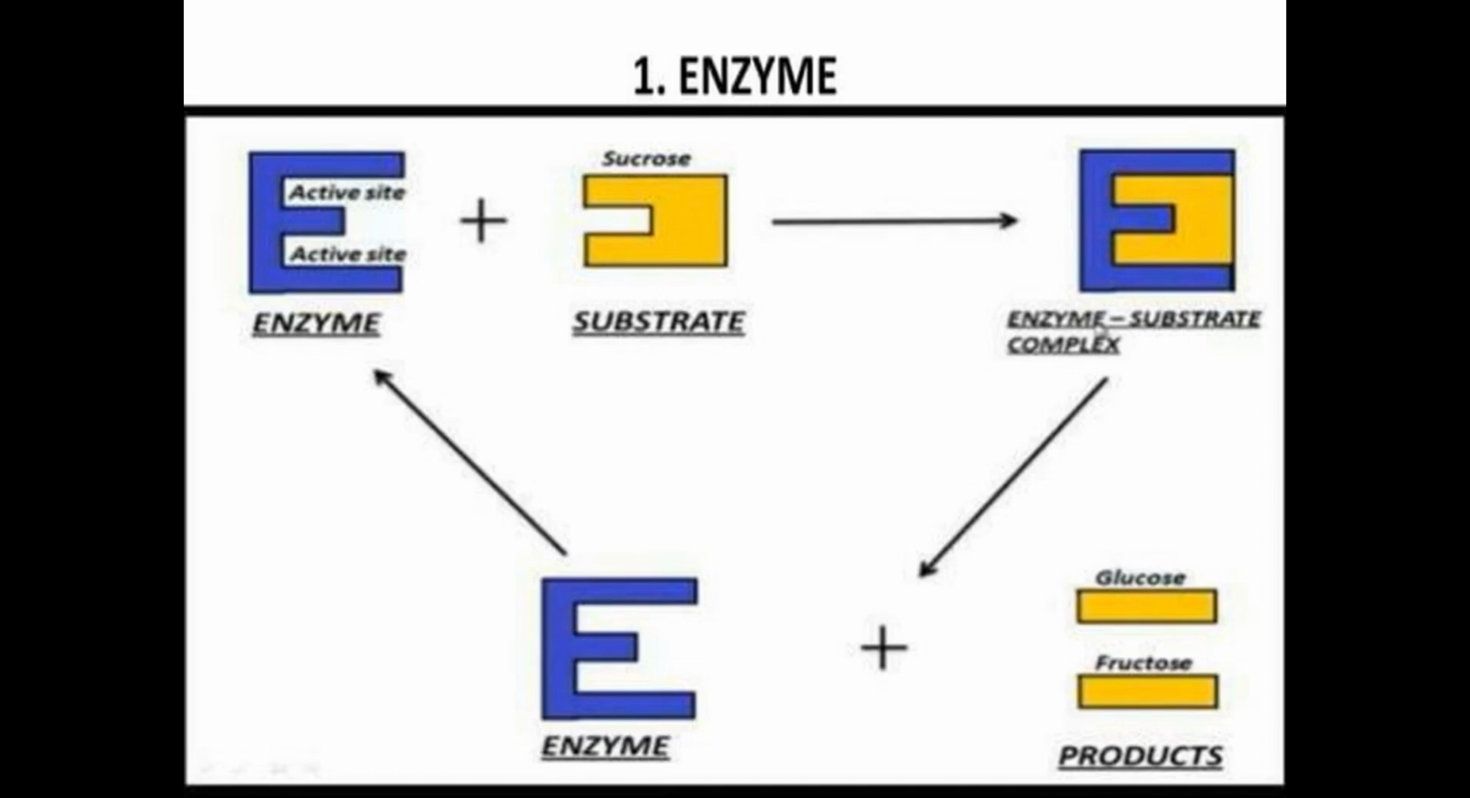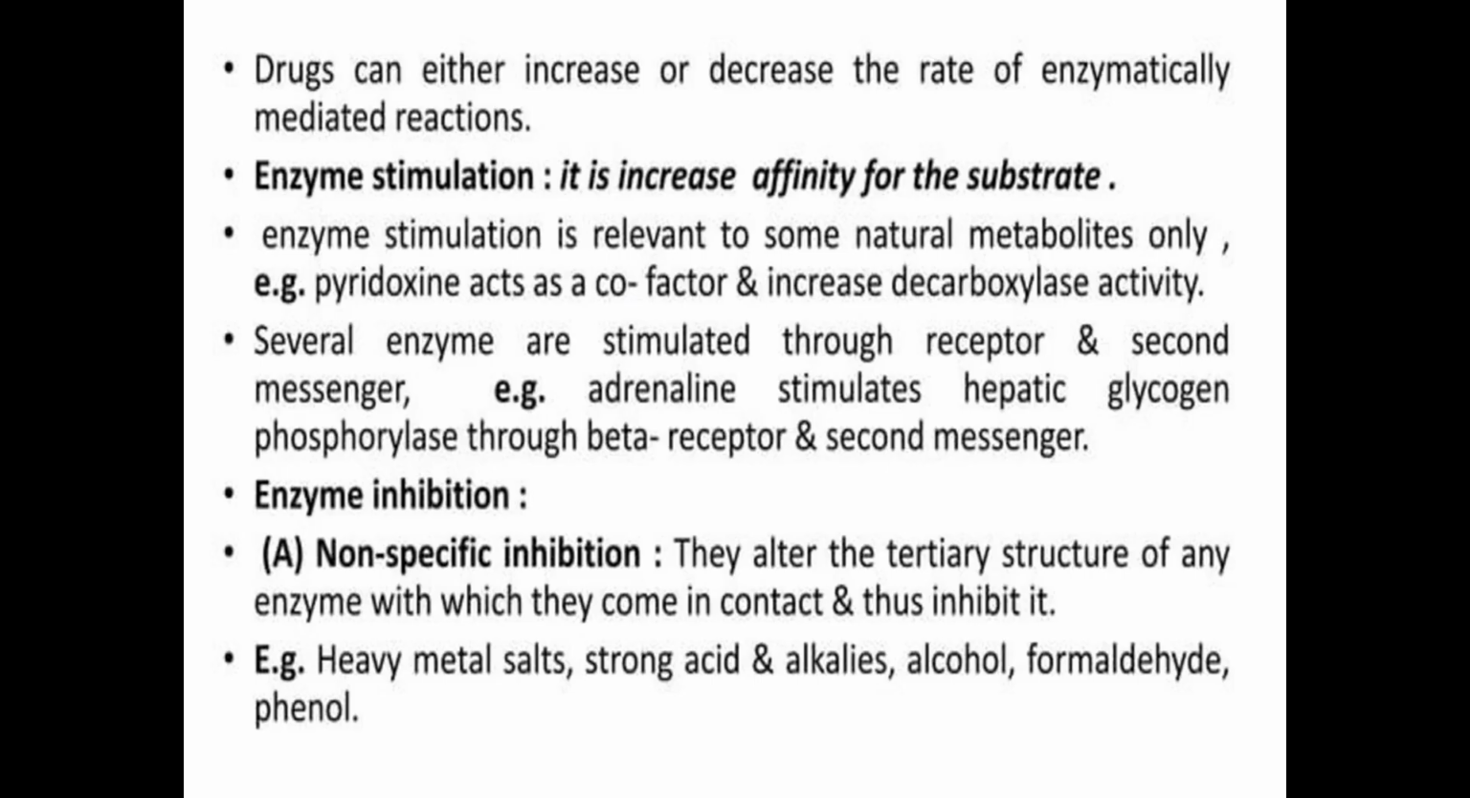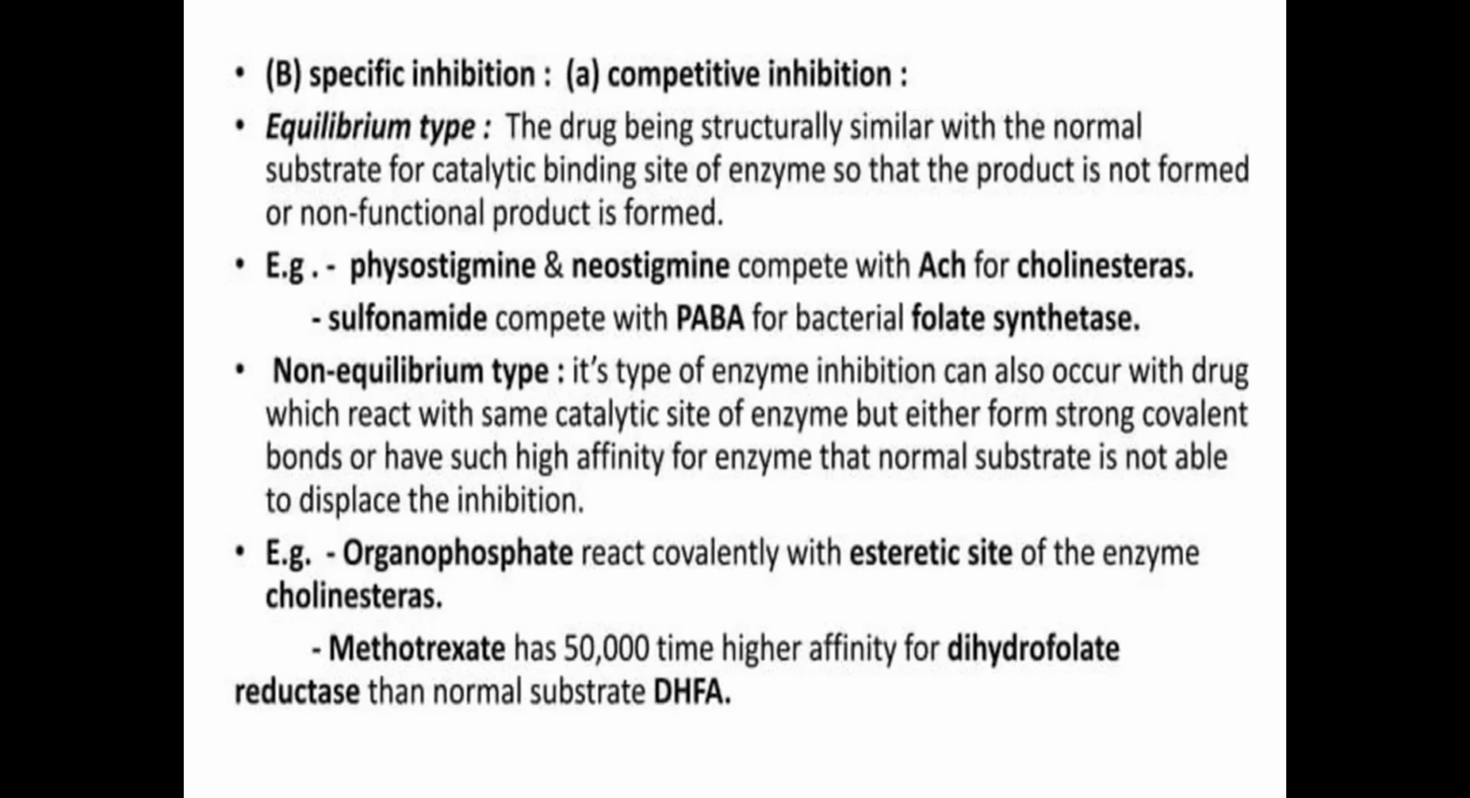Starting with enzymes. These are the proteins that speed up chemical reactions in our body. Some drugs can stimulate an enzyme, which means they increase its activity, making it work faster. For example, pyridoxine, a form of vitamin B6, acts as a cofactor, boosting the activity of certain enzymes. On the flip side, drugs can also inhibit enzymes, slowing them down or stopping them completely.